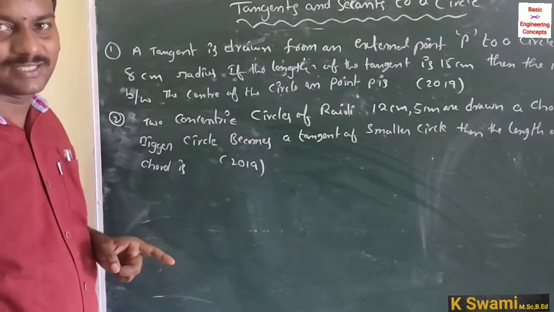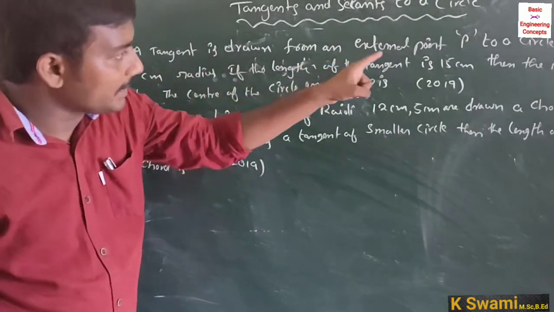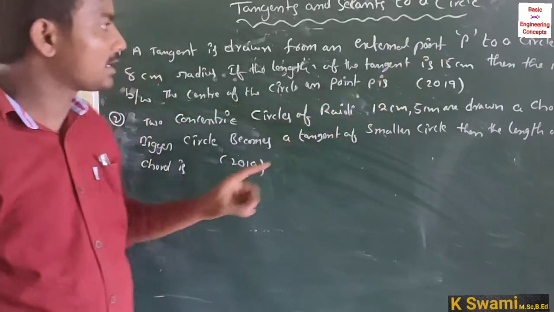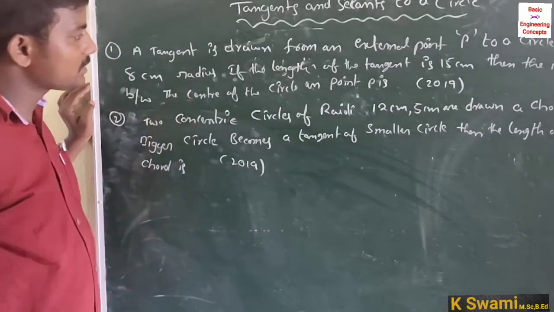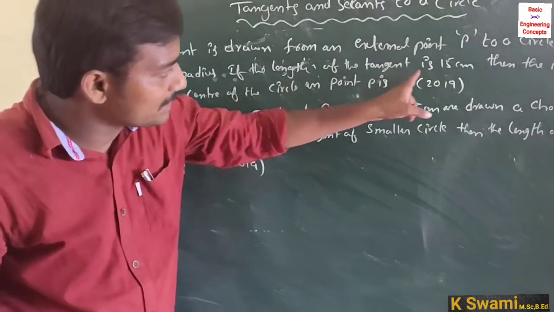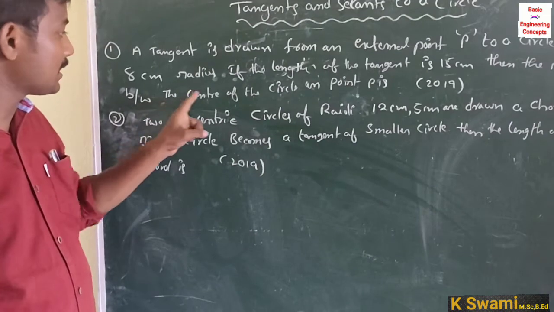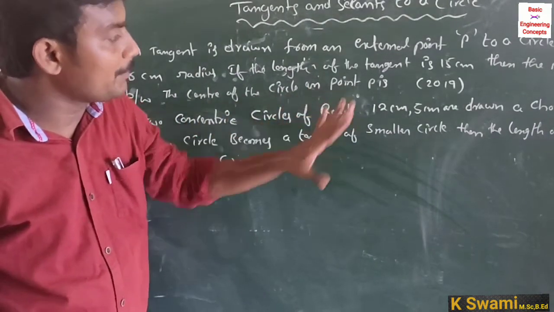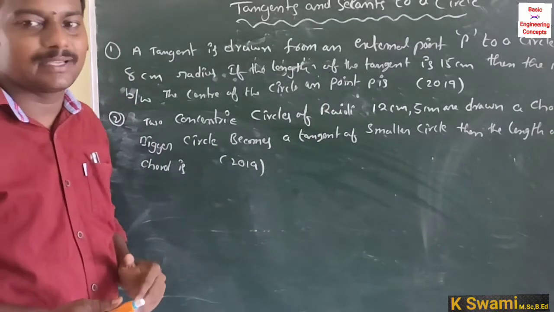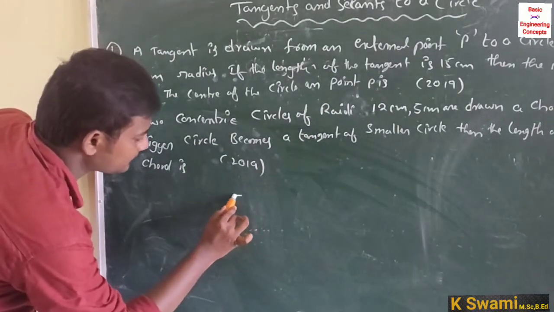The first question is: a tangent is drawn from an external point P to a circle of 8 centimeter radius. If the length of the tangent is 15 centimeters, then the distance between the center of the circle and point P is. Okay, so suppose we draw a circle.